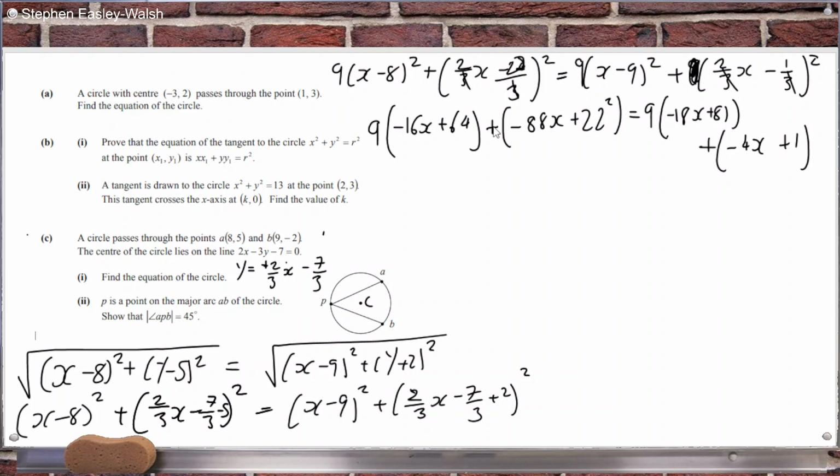But I might need to go get the calculator now. Yes, I'm going to get the calculator. Or let me just open up one on my laptop. 9 times 16 is 144. And then 9 times 64 is 576. Minus 88x. 22 squared is 484. 9 times 18 is 162.